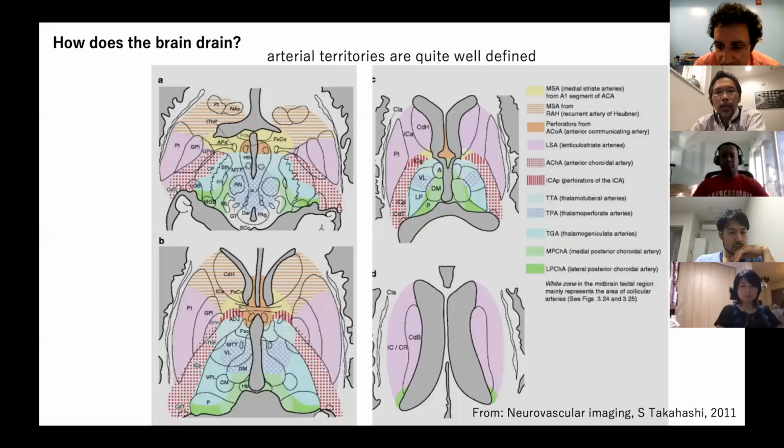We'll see. Just to make you a little bit more familiar with the deep venous system, what is the deep venous system by itself? I put a slide here showing the territories of each perforator. These are arterial territories, which are very well known and well defined. But what about the veins? Are there any rules that apply to the veins?